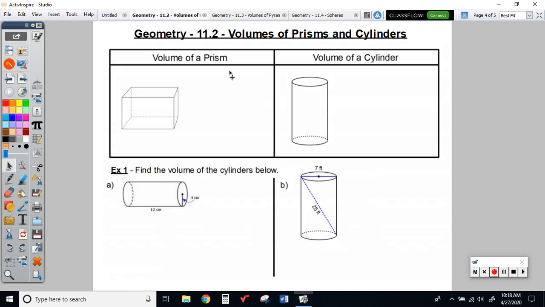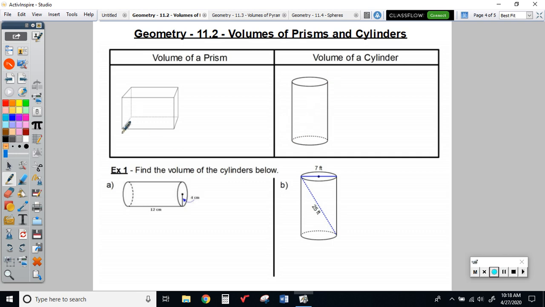So we're looking at volumes of prisms first, and cylinders are really the same formula. If you're thinking of volume, it would be thinking about how much water, or some other substance, it would take to fill this box, this rectangular prism. Likewise, how much water, whatever substance you're talking about, would it take to fill this cylinder up?